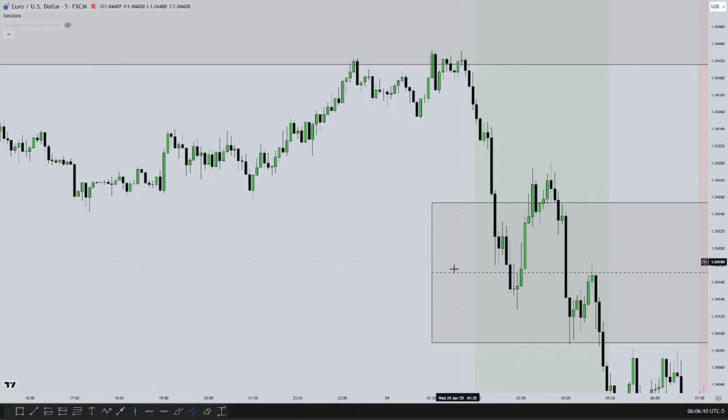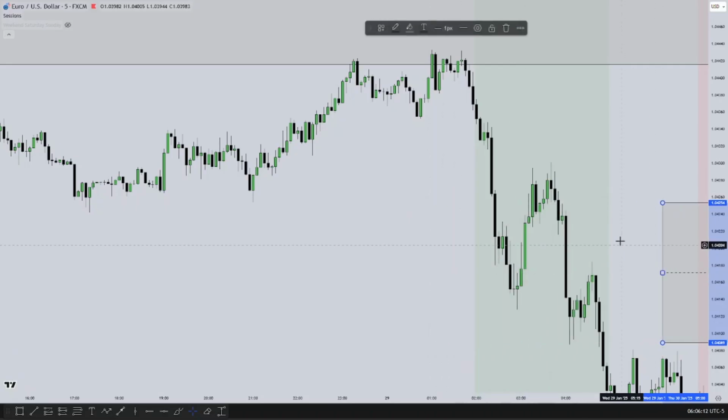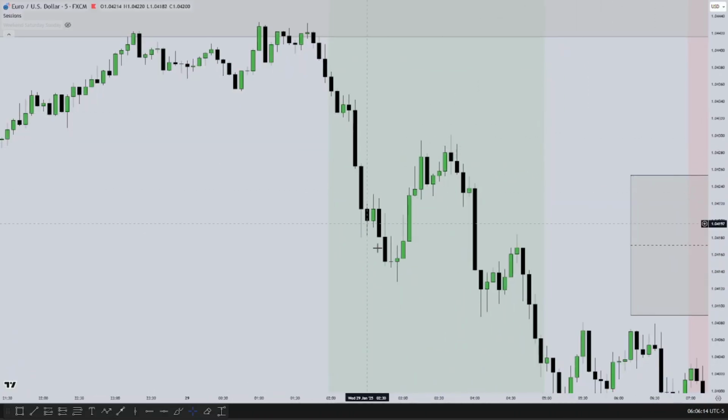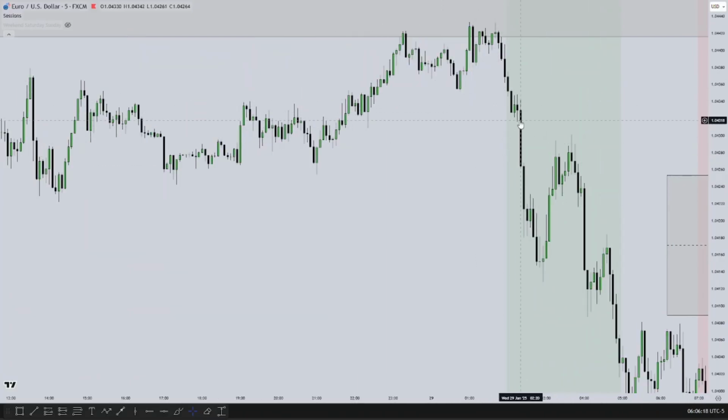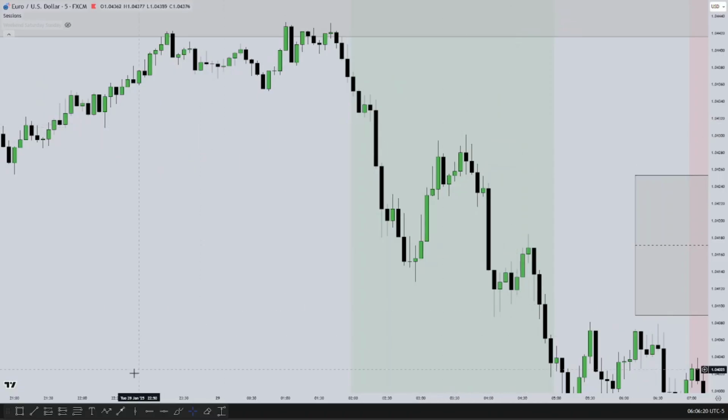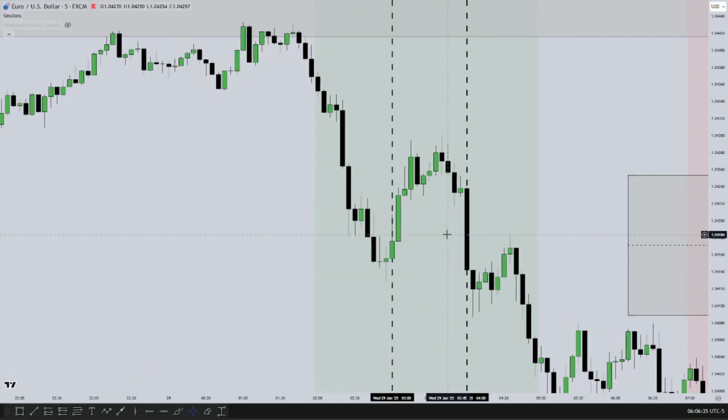Retracement back to the fair value gap. Let me adjust this fair value gap. Price did a retracement to this fair value gap, which on the 15 minutes is a 15-minute fair value gap. And we're going to pay attention from the 3 a.m. to 4 a.m. trade setup.